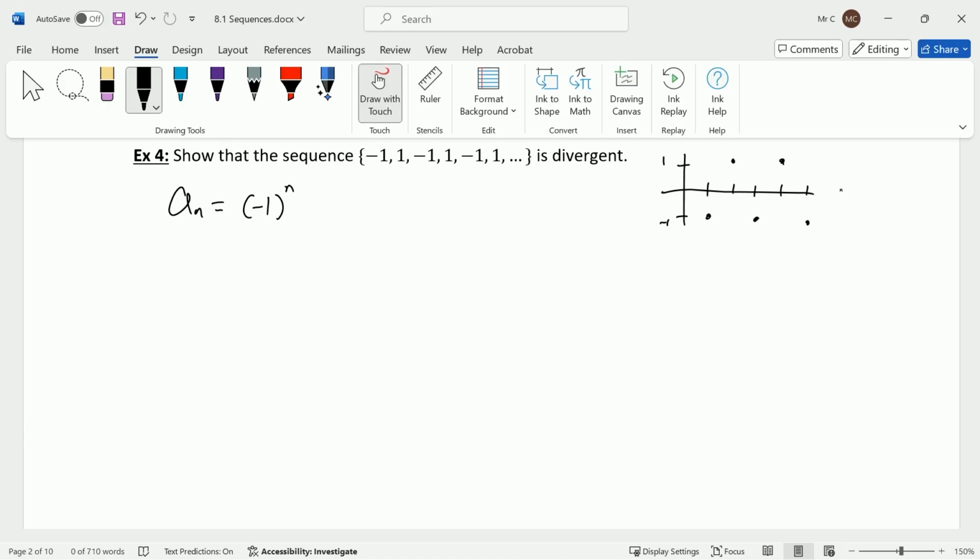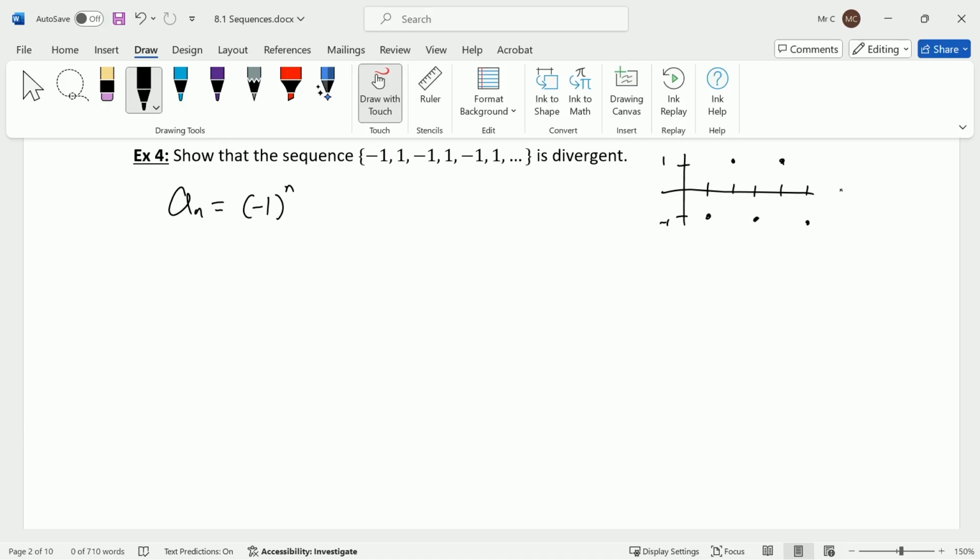So if we want to use the definition to rigorously show that this is divergent, even though it's intuitive, we look at the graph and it's pretty clear that it's not approaching any one fixed value. If we want to actually show this rigorously, well, what do we do? What we're going to do is assume that the sequence converges and then show that we reach an impossibility. In other words, a contradiction.